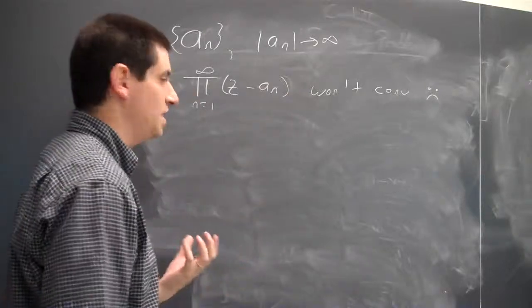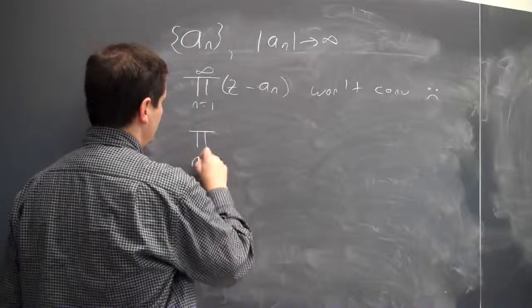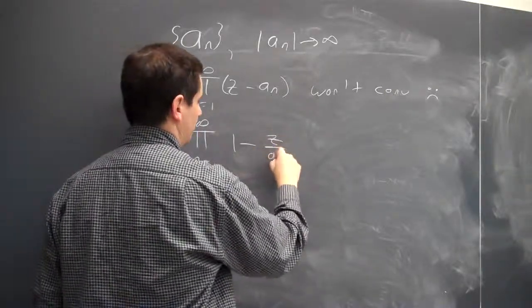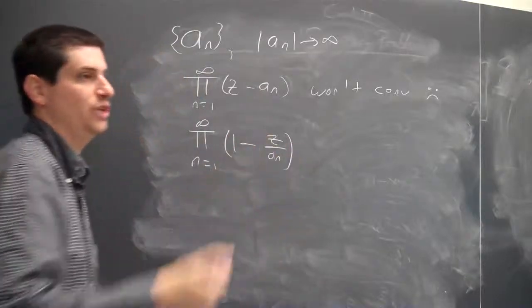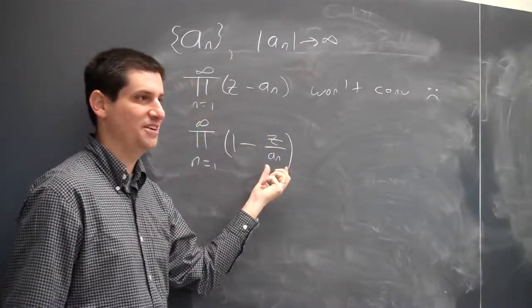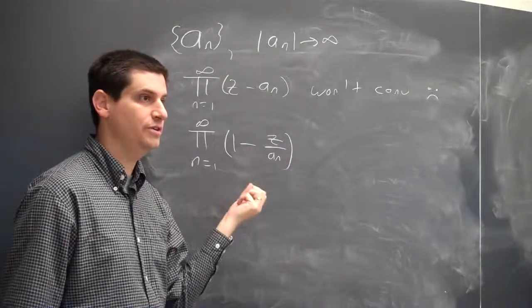So I could try (z minus a_n) over a_n. And that would give me, I'm just going to rewrite it a little bit, 1 minus z over a_n. This is essentially what you have, I'm just flipping a minus sign. If I write it like that, things are much better. And now I actually have something that has a chance of converging.